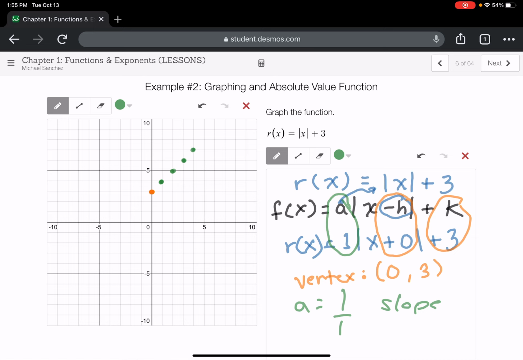And I can do that the opposite way as well, up 1, left 1, because I need to have that V shape. It has to be symmetric on both sides. All right, and then I can connect my points using my straight line tool. That was a little crooked there.